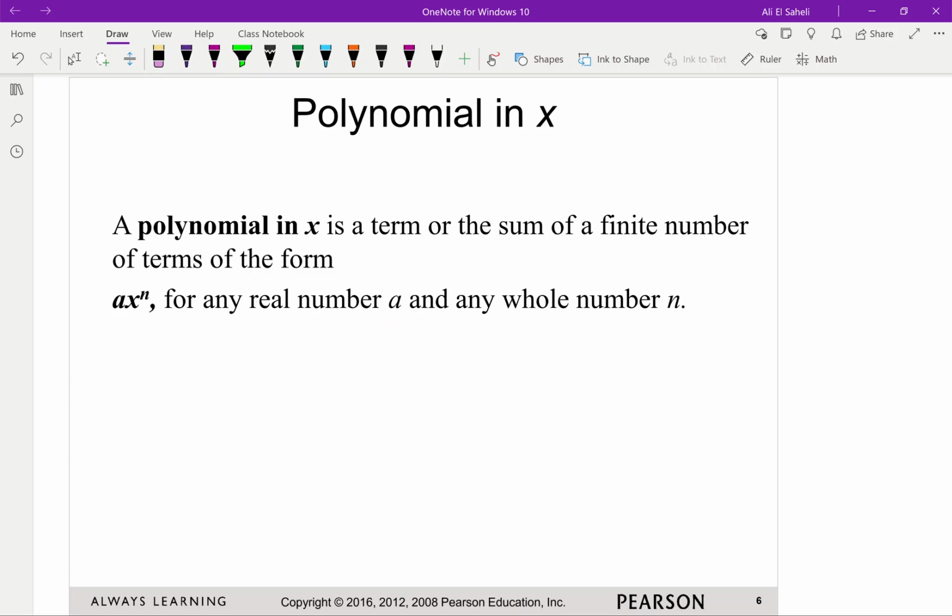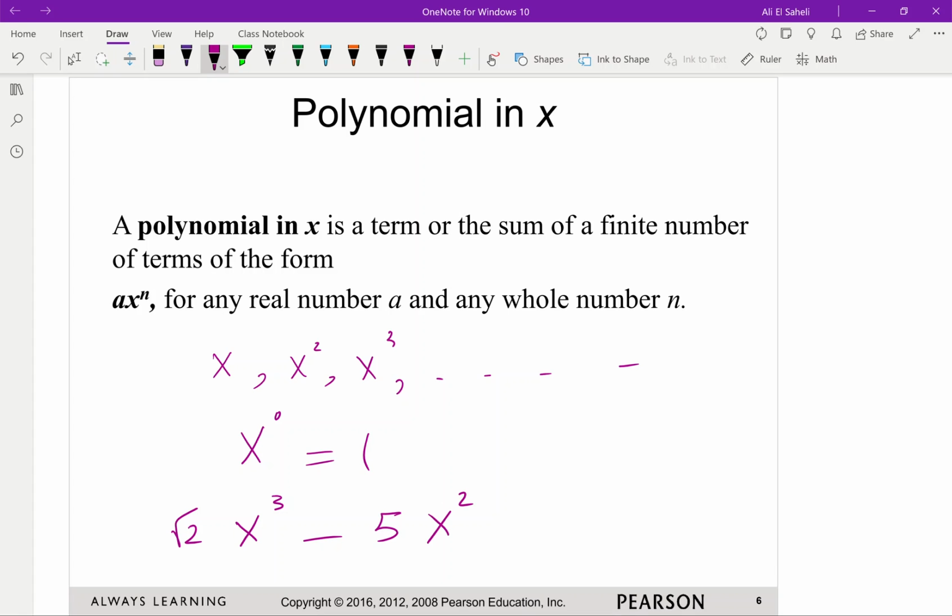Any whole number means x can be raised to the power 1, to the power 2, to the power 3, and so on, and x to the power 0, which is 1, which means we can have a constant term. So for instance, since a could be any number, let's say a could be radical 2 x to the power 3 minus 5x to the power 2 plus 3x to the power 1 minus 16x to the power 0. And that is the constant term.